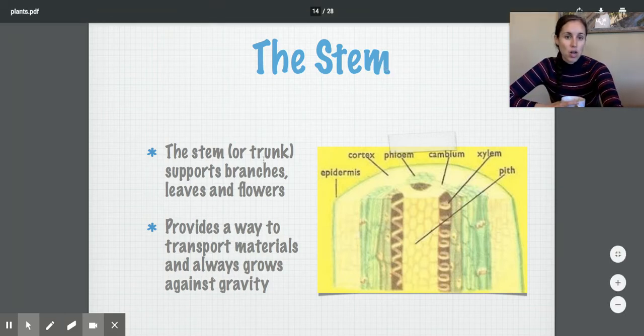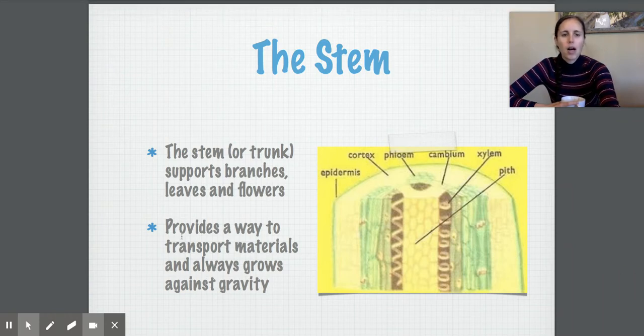Stem can also be a trunk if you're talking about a tree or a bigger plant. It helps to support branches, leaves, and flowers, so it supports those other structures we talked about. More importantly, though, it also provides the transport of material, and it actually grows against gravity. So we're going to talk in a second about the root system, and the root system is going to help us to absorb stuff. The stem is actually what carries this stuff.